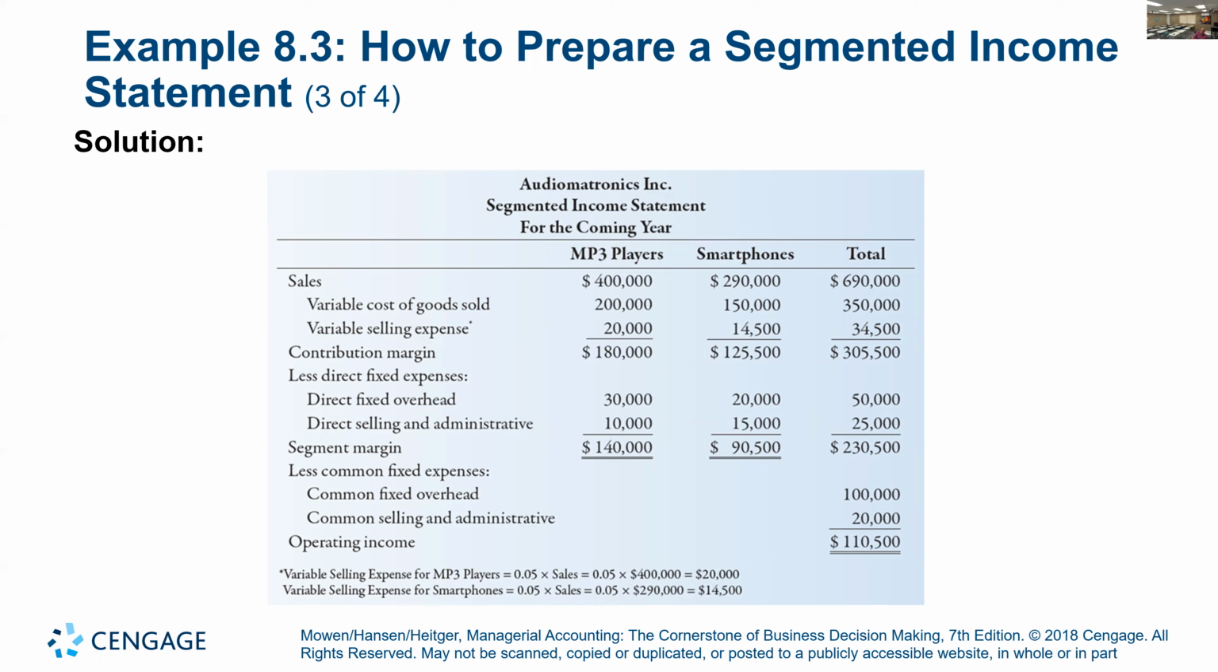So we're going to list it out here, and it wants to know, how is each segment doing on its own? You can see here our MP3 players got their sales. It has variable cost of goods sold, variable selling expenses to get to its contribution margin. Then you subtract out the direct fixed expenses to see that the MP3 players are making 140,000. Smartphones are making 90,000. Okay, so we're making 230,500 before any of the common costs come out.